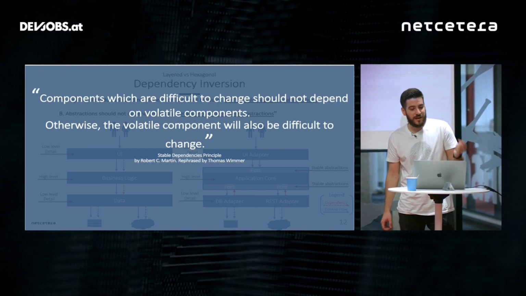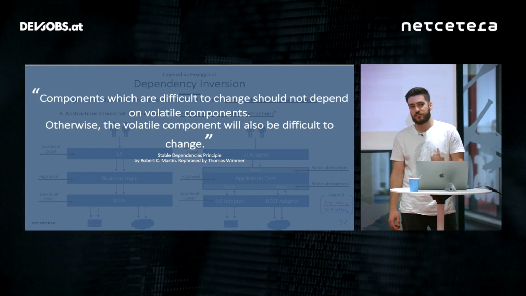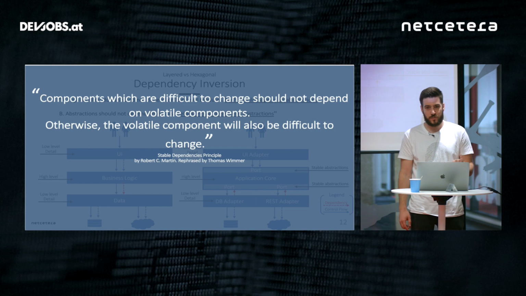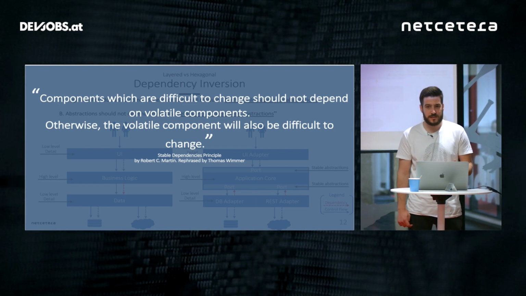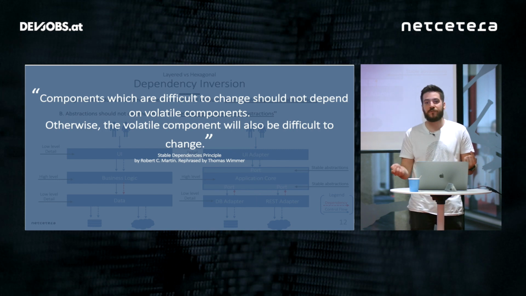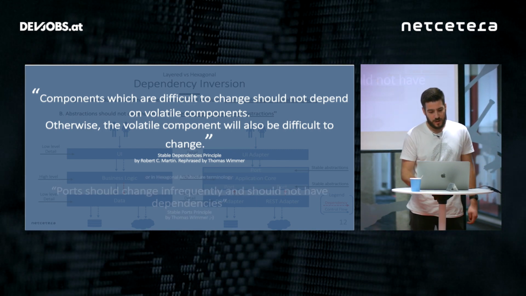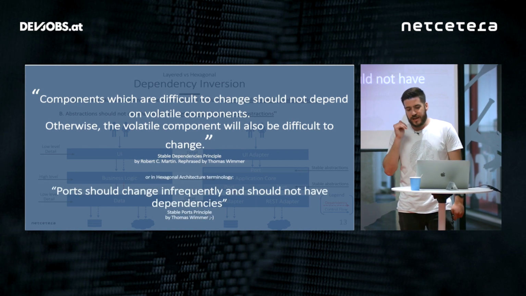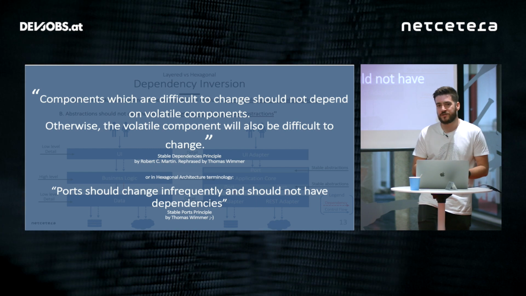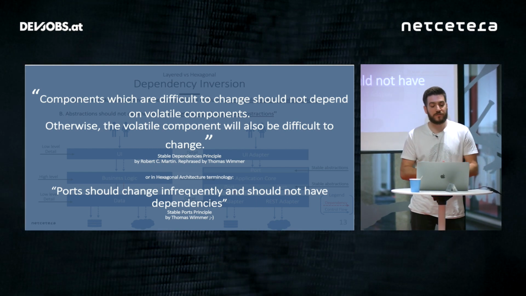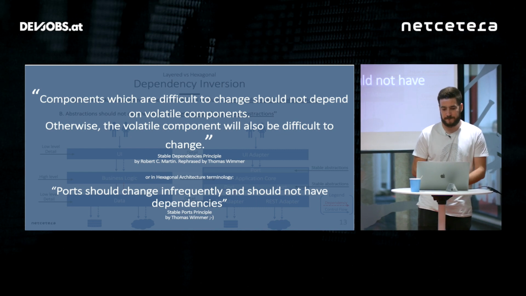What are the stable components in our system? The stable components of our system are the contracts we introduce between our system components. So our interfaces, or maybe even some system dependency, like the string class in every programming language, for example. We can express this stable dependency principle also in hexagonal architecture terms and could say ports should change infrequently and should not have dependencies.